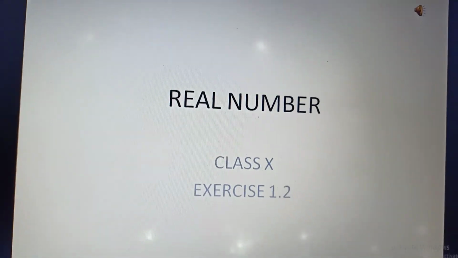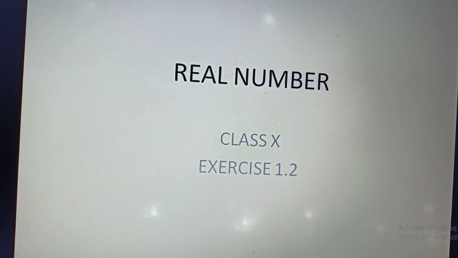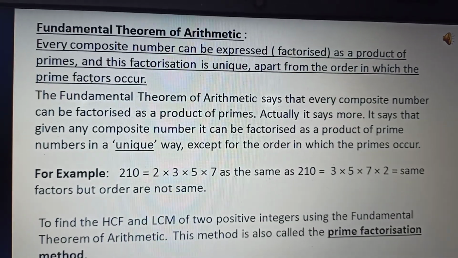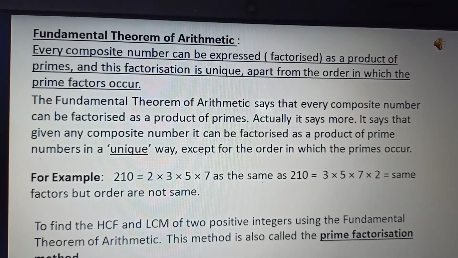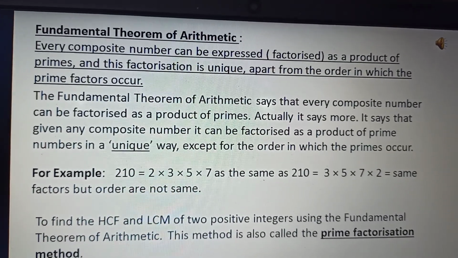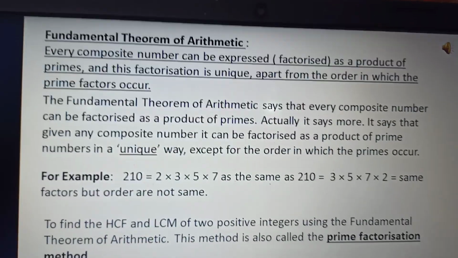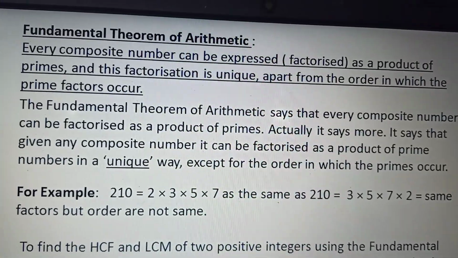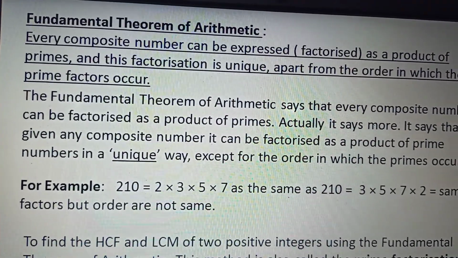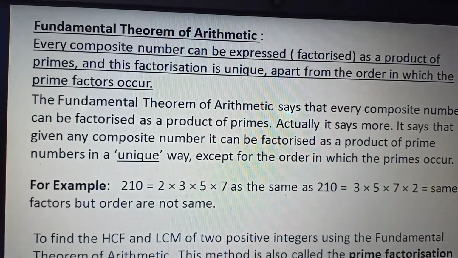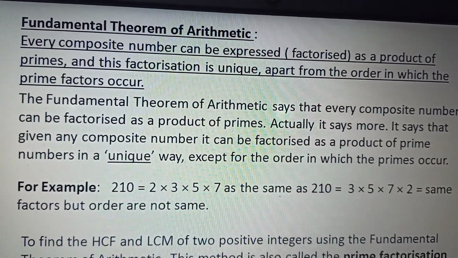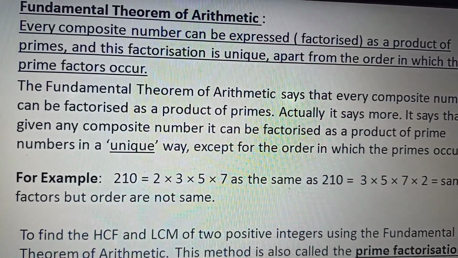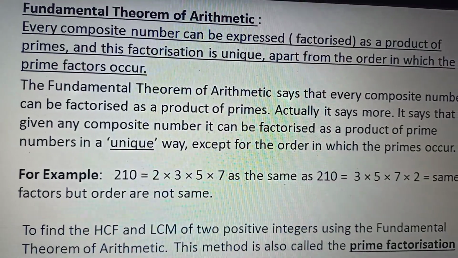Real numbers, Exercise 1.2. For the next exercise, the fundamental theorem of arithmetic. This statement is already underlined. If the question asks you to state the fundamental theorem of arithmetic, then you have to write this underlined portion. Then what is the meaning of this? Any number we can express as a product of prime factors, and this expression of prime factors will be unique.